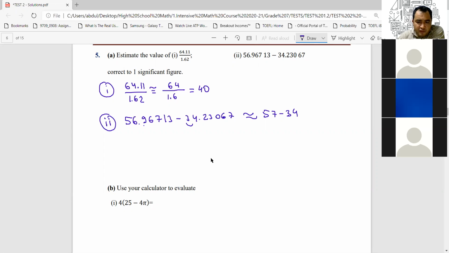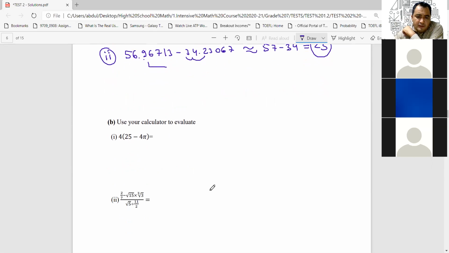Because comparing 34 and 34.2, there's not much difference, right? 0.2 is not even 1%. I mean, it's about just 1% of this number. So that is equal to 23. If you subtract this, you will get a number that is very close to 23. That is how we estimate.